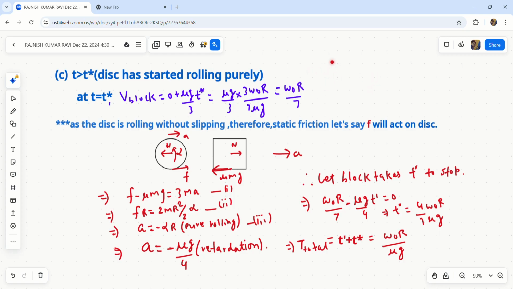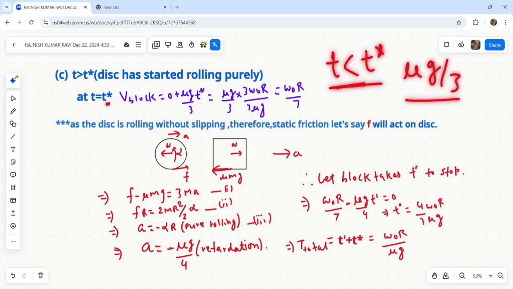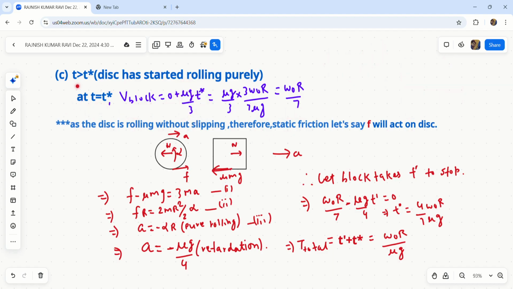So far we have discussed for the time t less than t star, and in this time period the system is moving forward with acceleration of mu g by 3. So at t is equal to t star, the velocity of the block can be calculated as u plus at. Since acceleration for this time period is mu g by 3, the velocity will be mu g by 3 into t star. So the velocity of the block will be simply omega naught r by 7. Now we will analyze for time period t greater than t star.